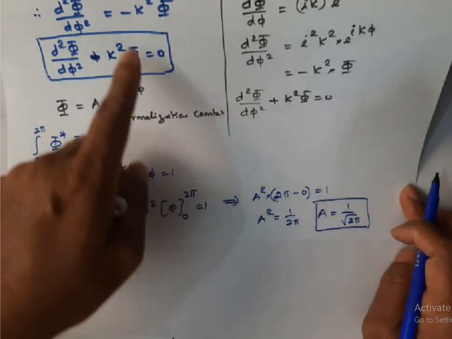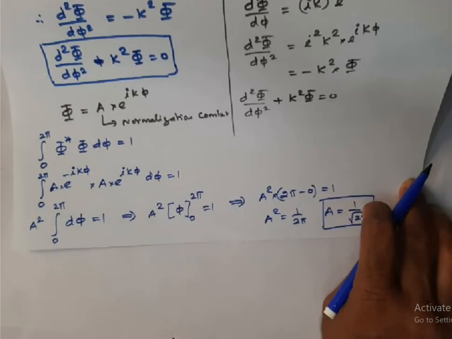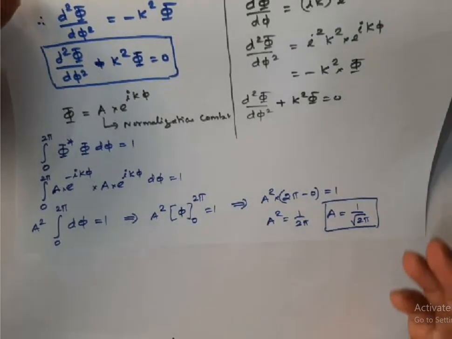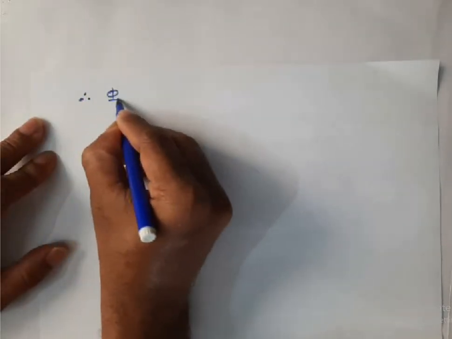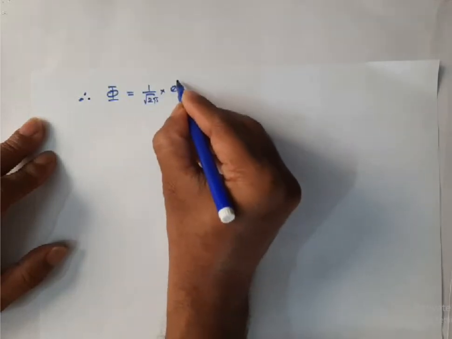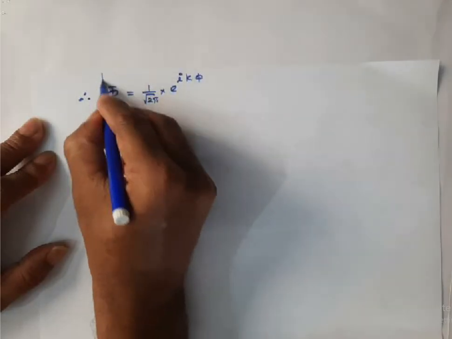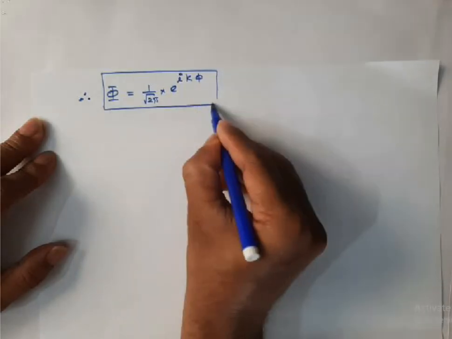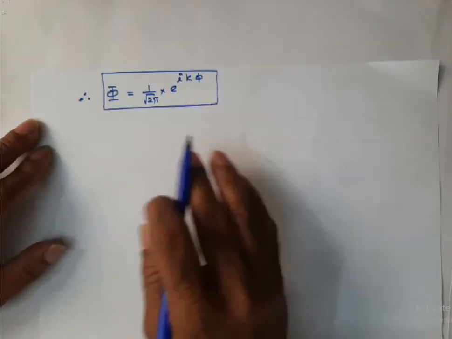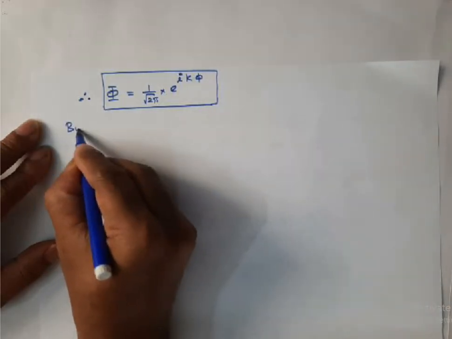Let me substitute this in the place of A, so that you'll get the complete solution. What is the complete solution? Let me write here. Therefore the wave function phi is equal to 1 by square root of 2 pi into e power i into k into phi. But right now I didn't apply any boundary condition here. So now I'm going to apply the boundary condition. What's the boundary condition?